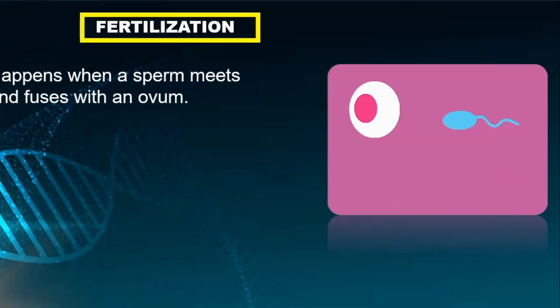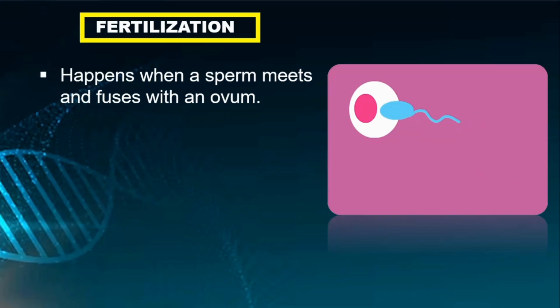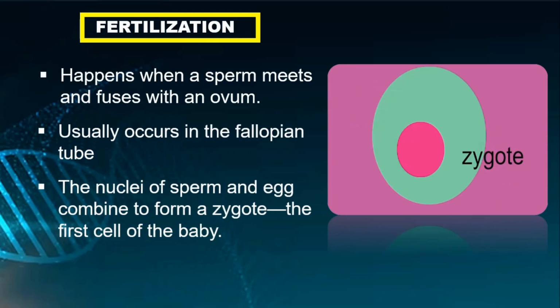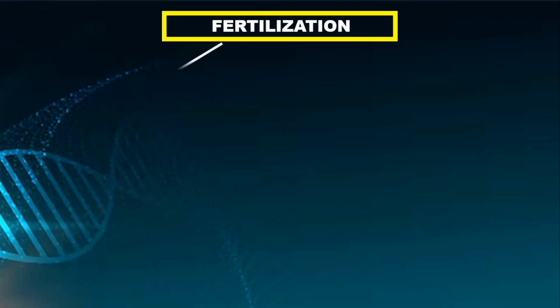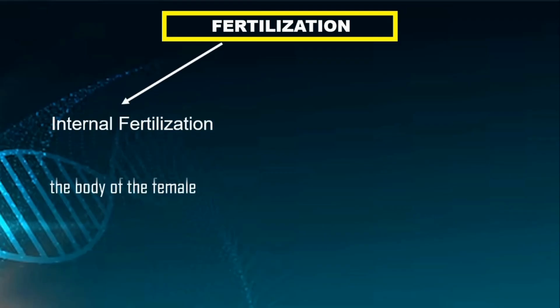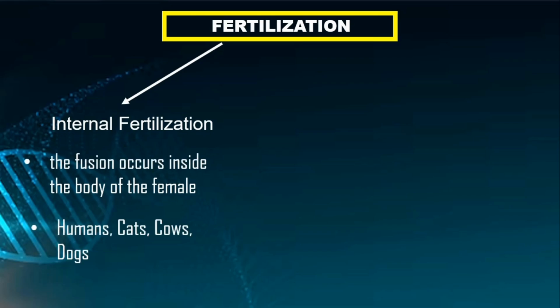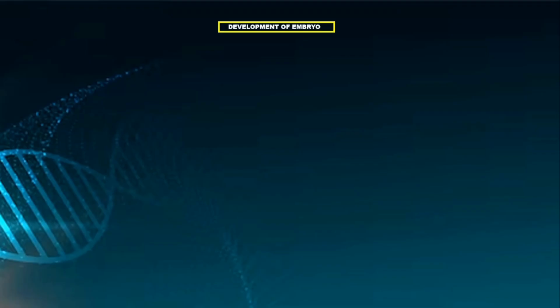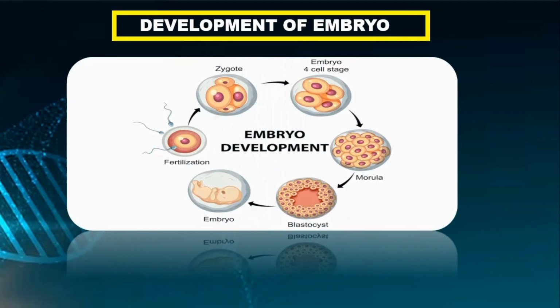When a sperm meets and fuses with an egg, it forms a zygote. This process is called fertilization, and it occurs usually in the fallopian tube. Fertilization is of two types, internal and external fertilization. In internal fertilization, the fusion occurs inside the body of the female, like humans, cats, and cows. While in external fertilization, the eggs and sperms are released outside the body, usually in water, as in the case of frogs and fish.